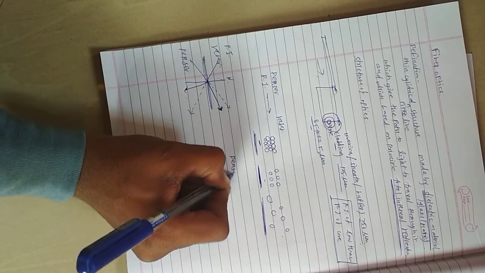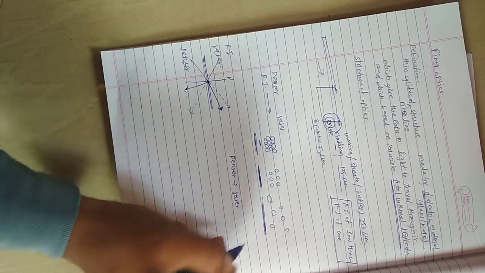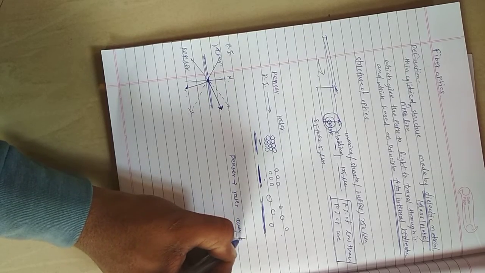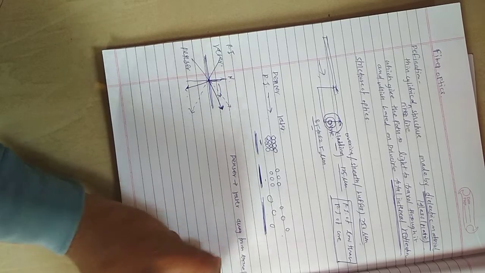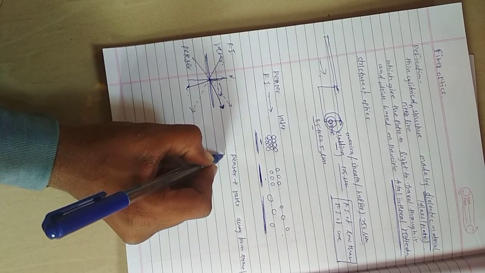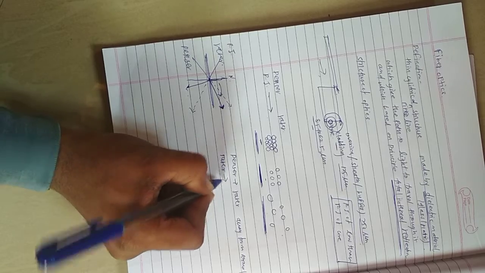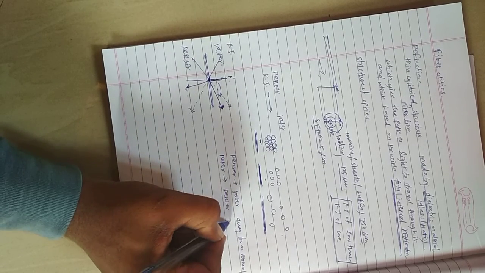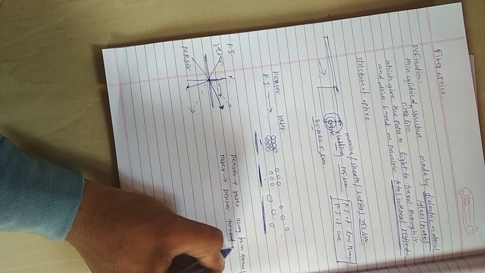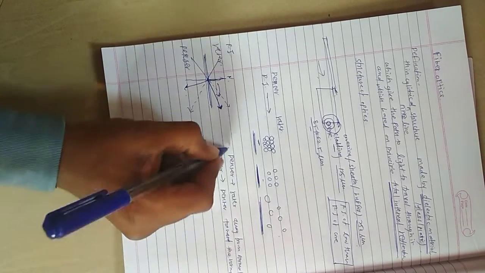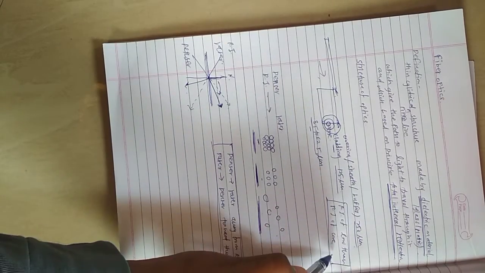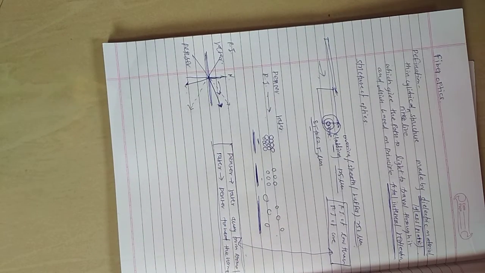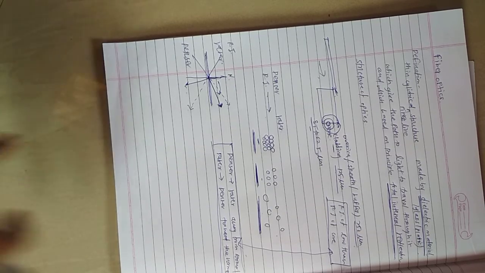That is, denser to rarer, away from the normal. And when light goes from rarer to denser, towards the normal. In all the information, this box and this box, you want to remember always, because this is extra knowledge that you want to know.